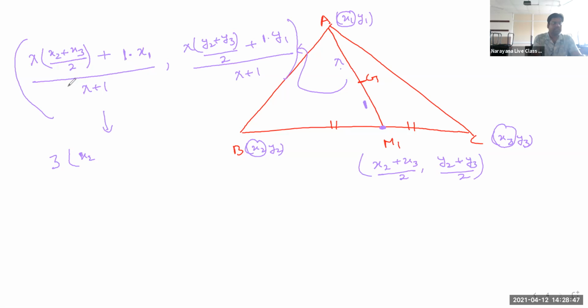If you take lambda as 3, then x2 plus x3 by 2 plus 1 times of x1.